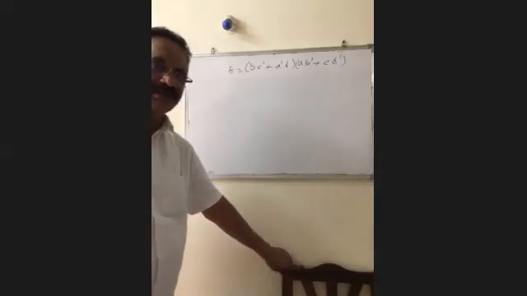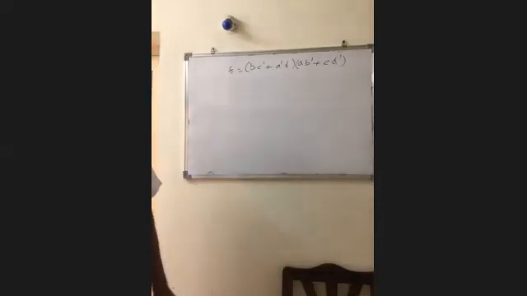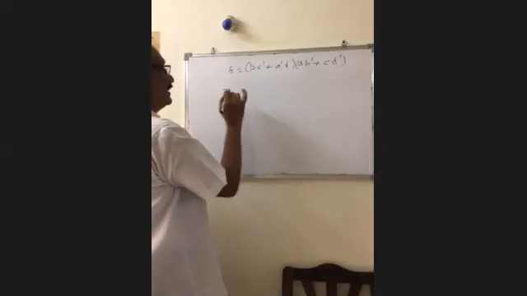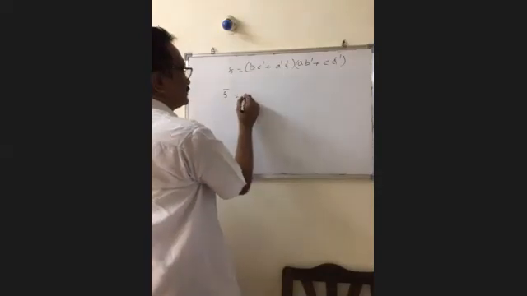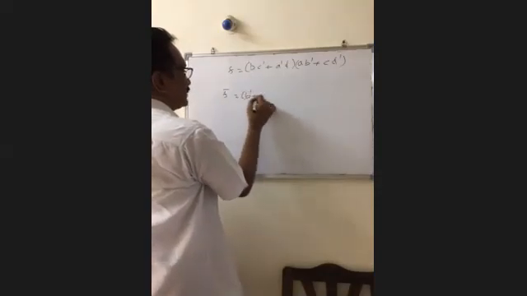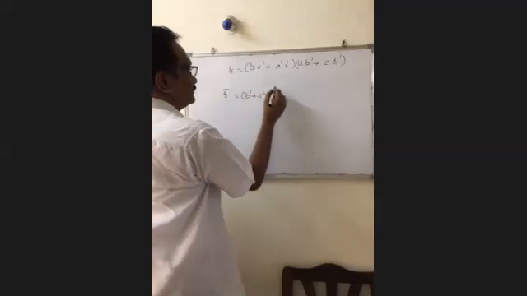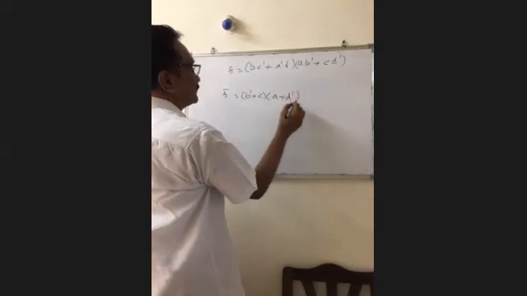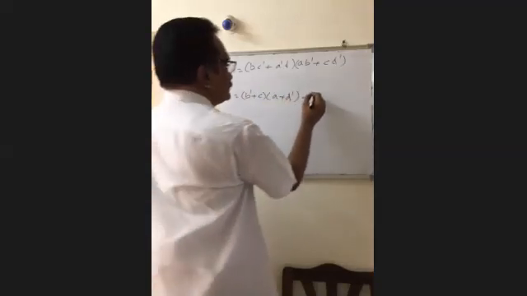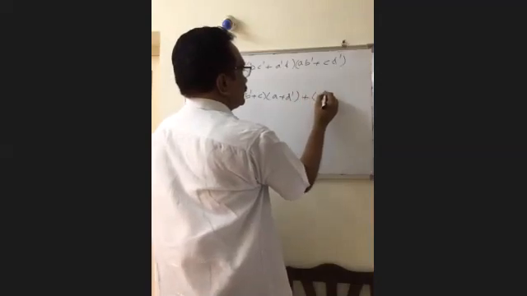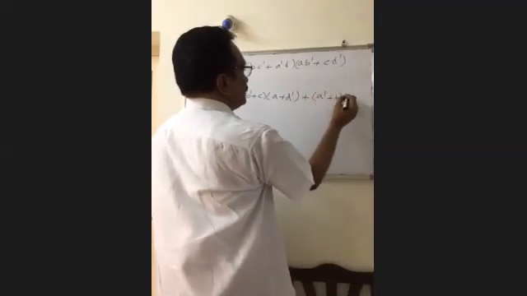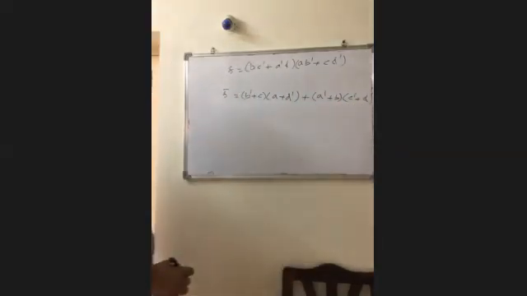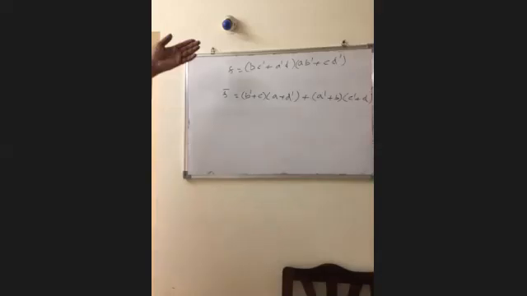What is the complement of the given expression? So F dash and F bar can be written as (B dash plus C) multiplied by (A plus D dash) plus (A dash plus B) multiplied by (C dash plus D). That is a complement of the given expression.